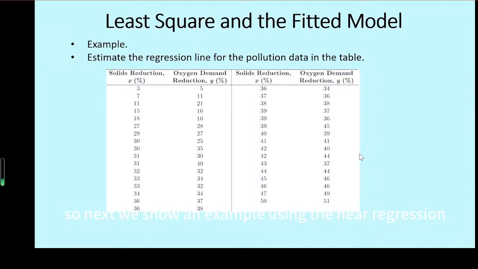So next we show an example using the linear regression model. So this is a table of some data, the y value here and the x value here. So y is the oxygen demand reduction and x is the solids reduction. So we estimate the regression line for the pollution data in this table.